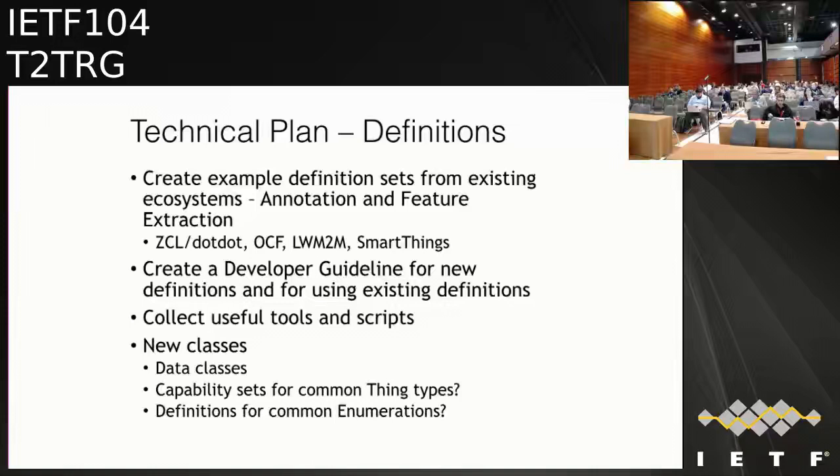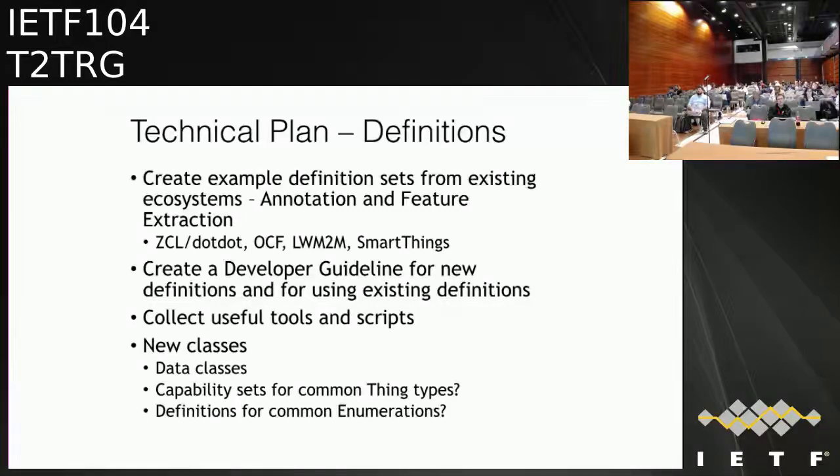So we're looking at probably adding a few new classes like data typing and some common thing types and also enumeration. So we may be adding a little bit more to the ontology, but these are things that are general problems in the industry that need to be solved, like what the enumerations for the fan mode of a thermostat are and things like that, for example. We want to make those interoperable as well.